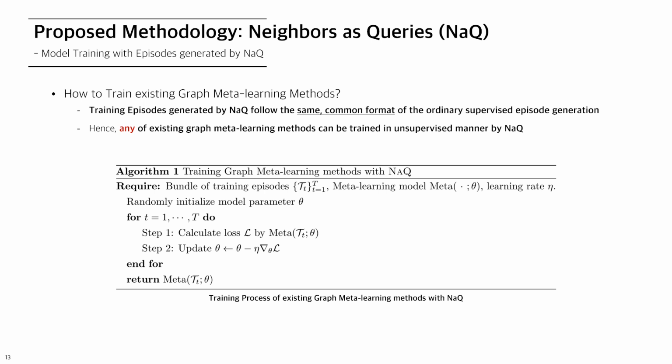As you can see until now, simplicity is one of the advantages of NAQ. The other advantage of NAQ is its model agnostic property. Since NAQ makes training episodes in the same common format as ordinary supervised episode generation, NAQ can train any existing graph meta-learning methods without using labels.